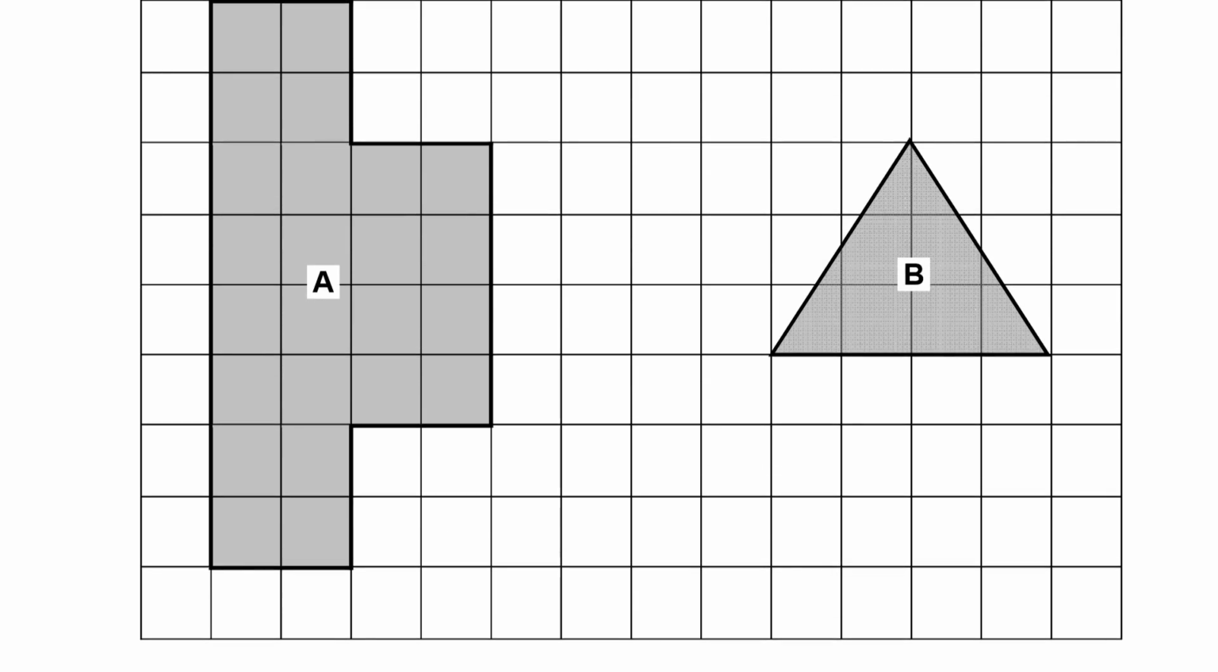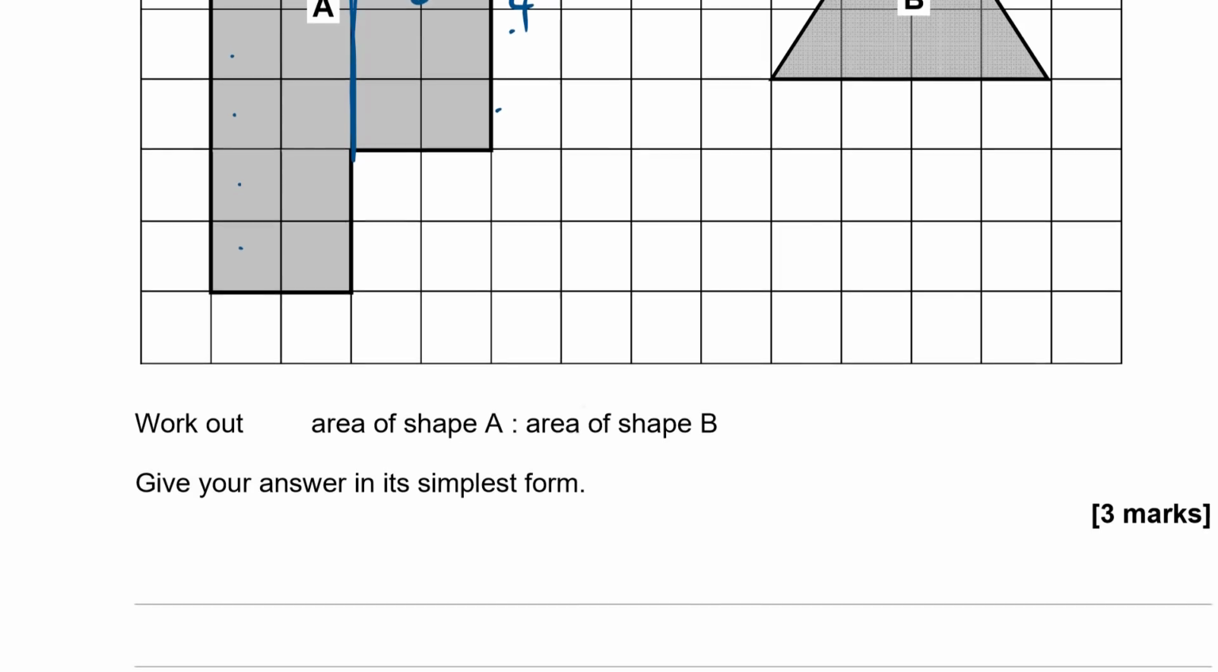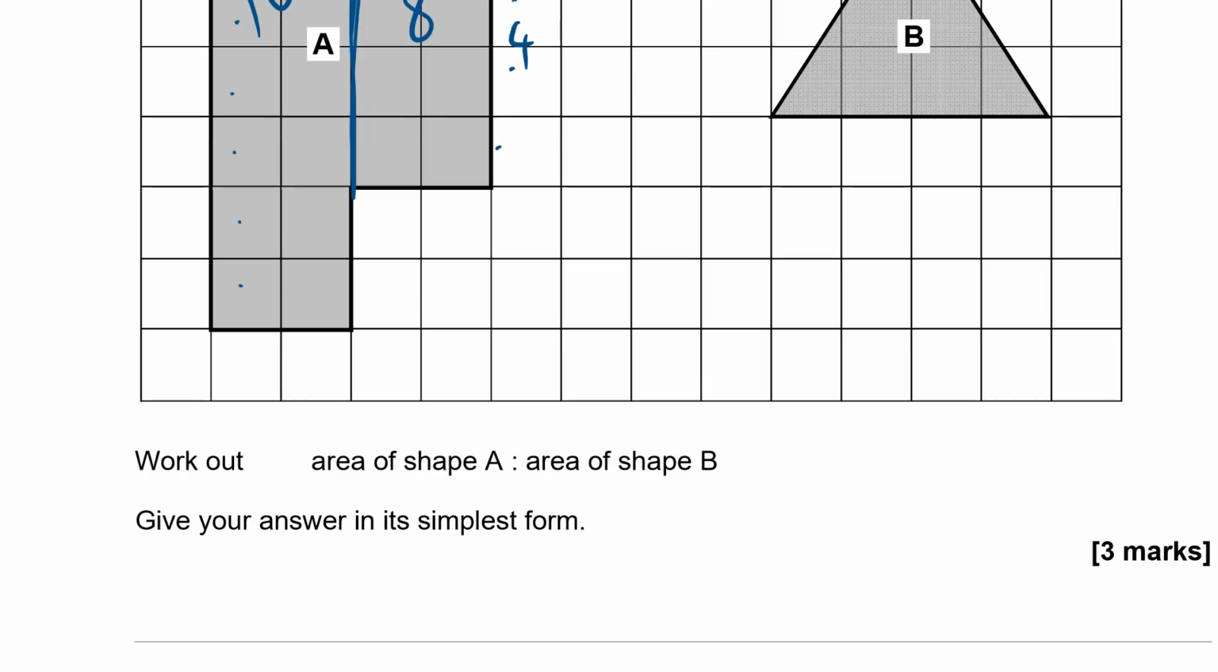Okay, so for A, we can just count the squares, can't we? Because they're easy, we can see. So I'm just dividing this shape up into 2 rectangles. So this is 2 by 8, which is 16 squares in there. And I've got another 2 by 4, which is 8, giving me a total area for A of 16 plus 8, which is 24. So it's 24 to what?